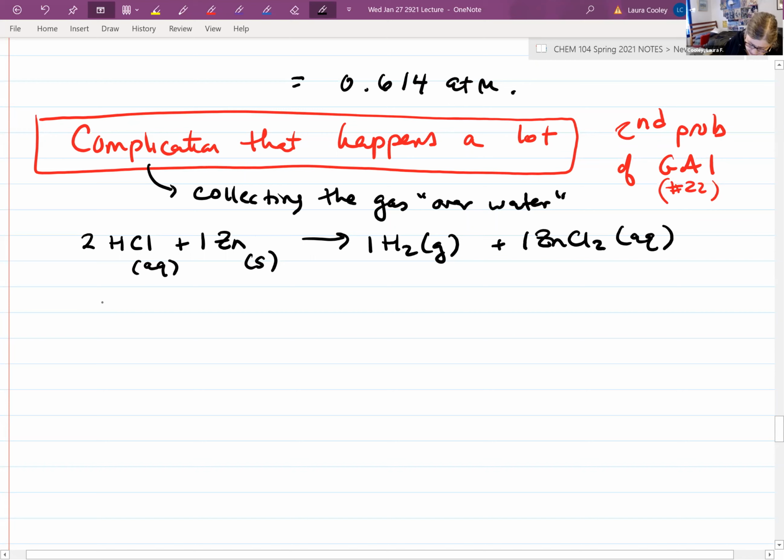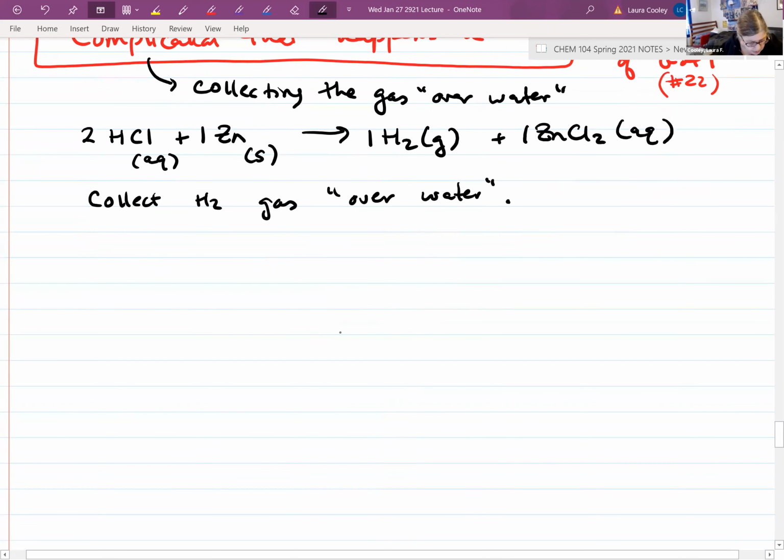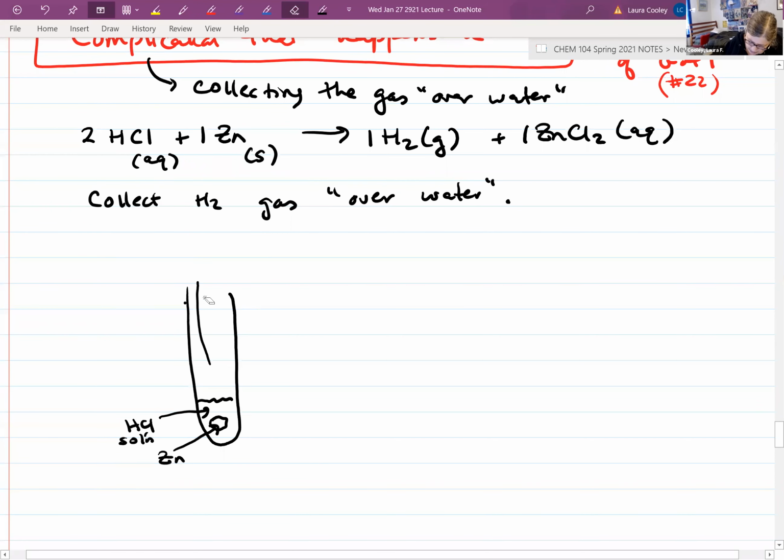But suppose that in this case, we collect the H2 gas over water. Now, what does that mean, collecting over water? Well, it means that you would start with, say, your test tube where your reaction is happening. You've got your zinc here and your HCl solution. And then maybe you have a piece of tubing that's going through a rubber stopper. So there's a hole in the rubber stopper and this tubing.